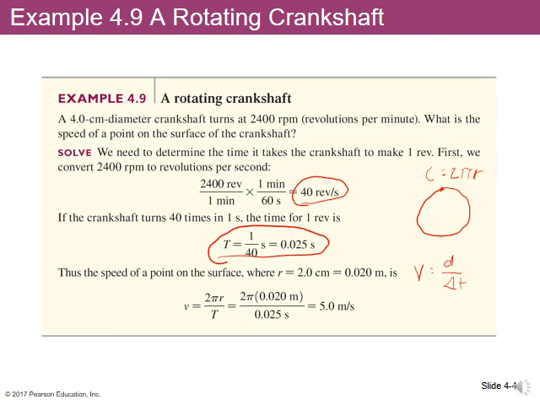So to find how fast it's going, we just take the distance it travels, 2 pi r, divided by the time it takes to go around, which is the period. We know the radius. In the problem, they gave us 4 centimeters diameter, so we first need to make sure we're talking about radius. We need to also convert that to meters. So 4 centimeter diameter means you have a 2 centimeter radius, which is 0.02 meters. So 2 pi times 0.02 meters divided by the period of 0.025 seconds gives us a speed of 5 meters per second.